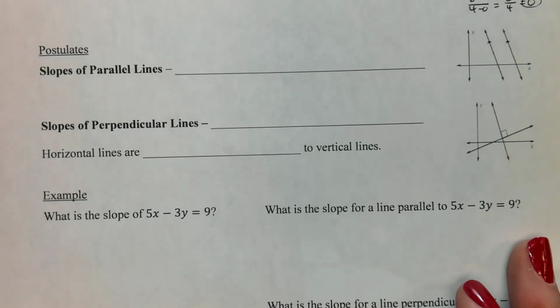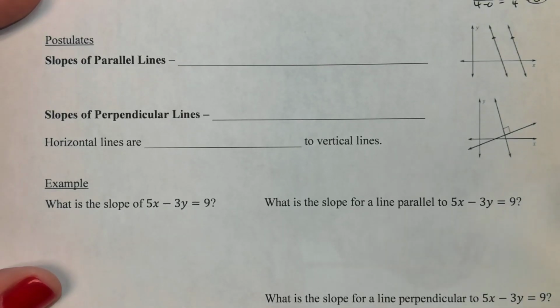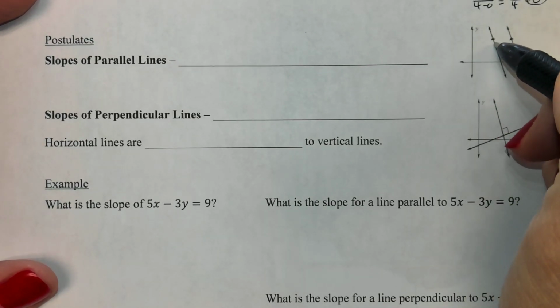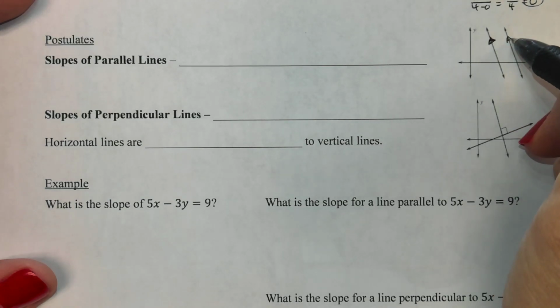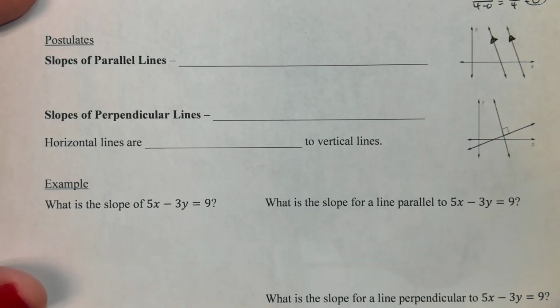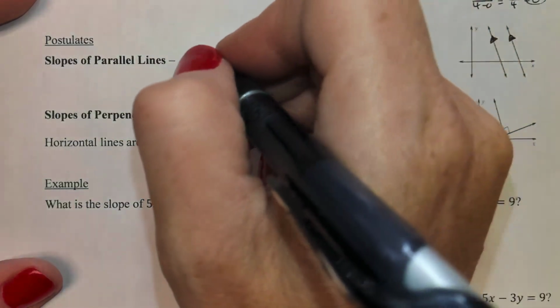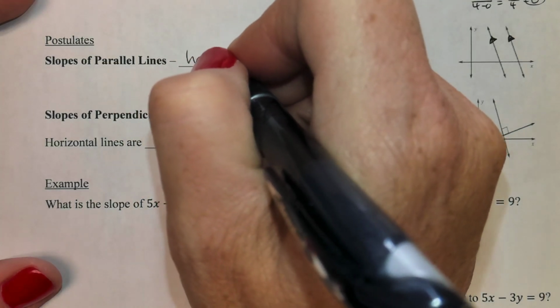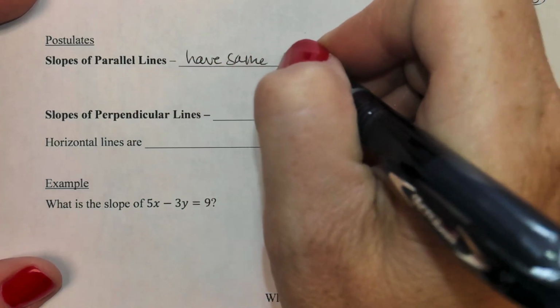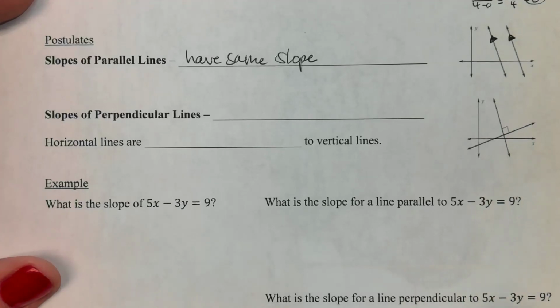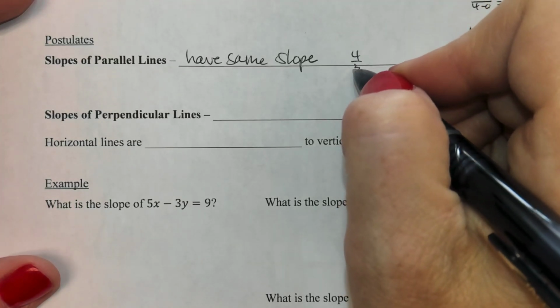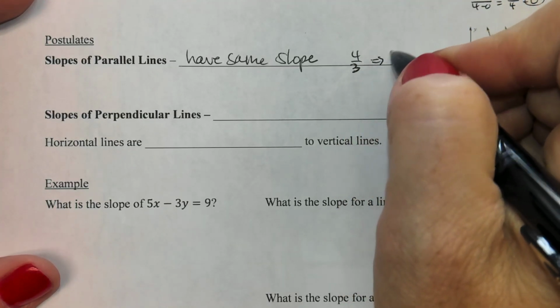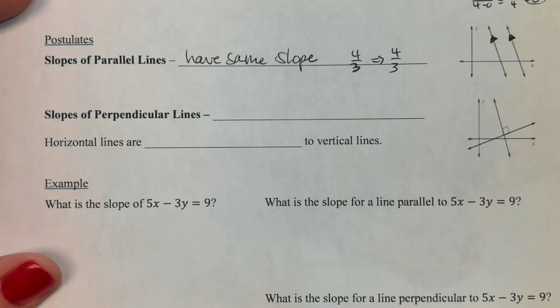Then we've got parallel lines, and the way that you mark parallel is by this little triangle here. You're going to see it somewhere on the lines, but those are telling you that they're parallel to each other. And parallel lines have the same slope. So if one of them is 4/3, then the other one is 4/3. They have to be exactly the same.